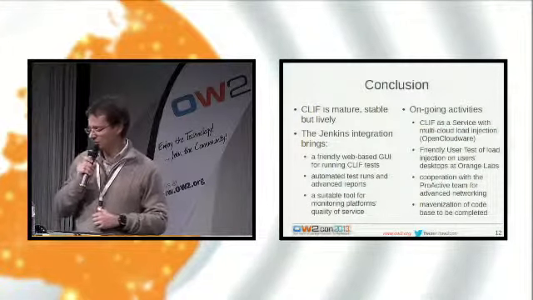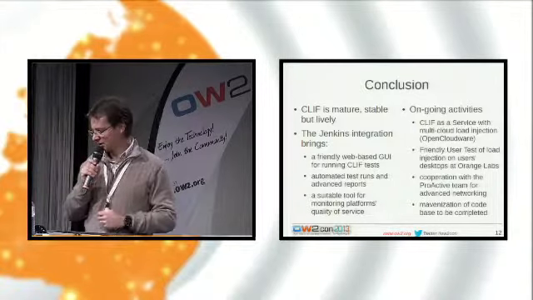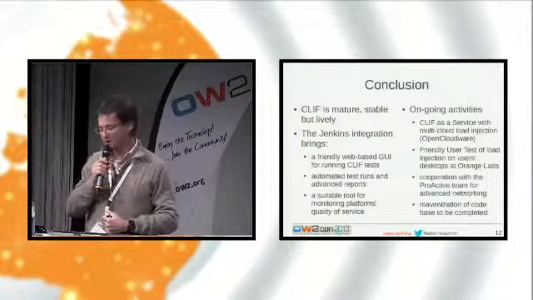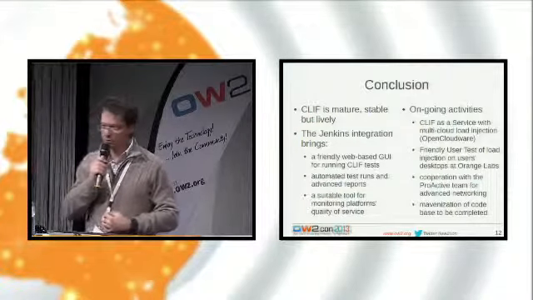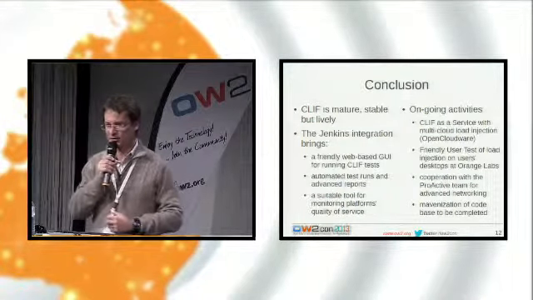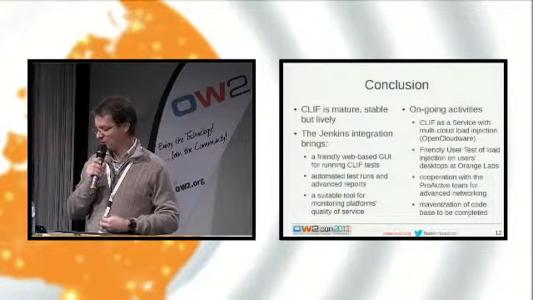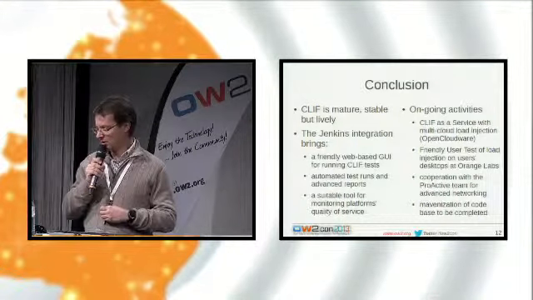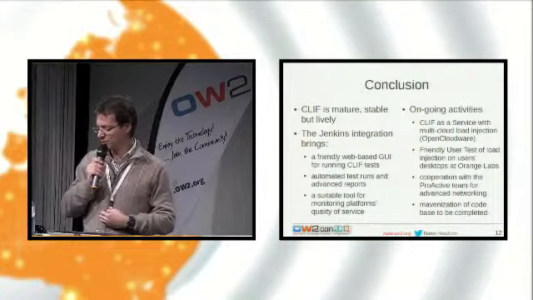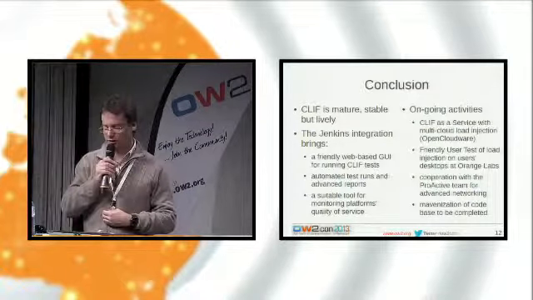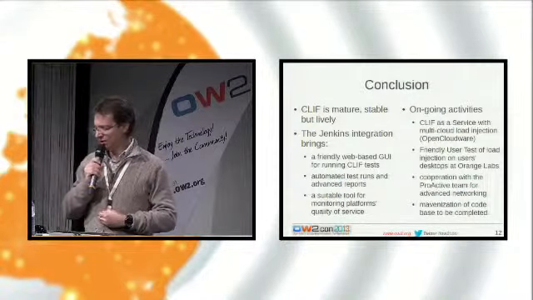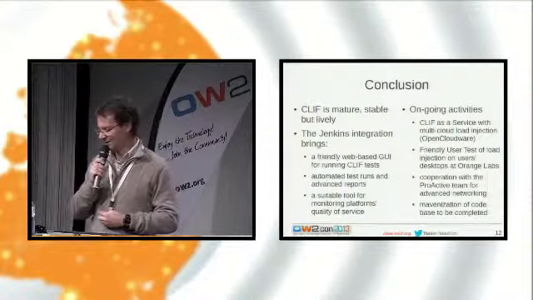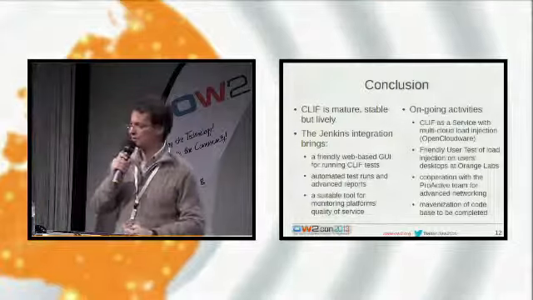Actually, currently the ongoing activities are about the multi-cloud load injection with the Open Cloudware project. It's about also going on with this friendly user test with the community cloud, with cooperation with the Proactive team. We are also cooperating with the Proactive team for advanced networking with Cliff. And finally, the code base of Cliff is currently being Mavenized, which will be better for its diffusion.